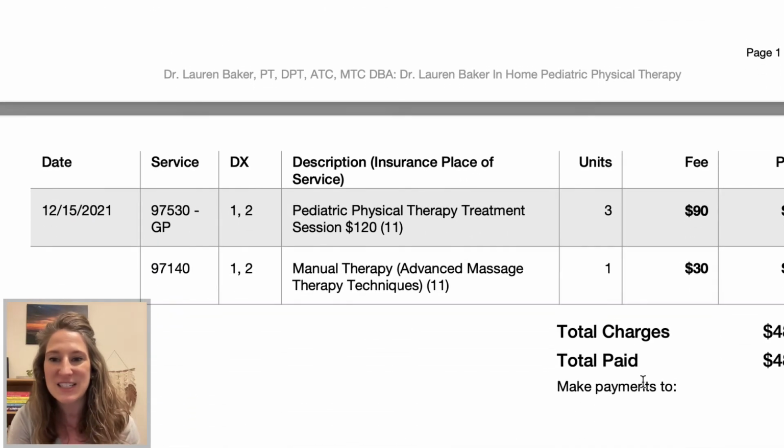And one thing that we didn't talk about is this make payments to section. The person's name is going to be listed here that the payments should go to. So typically it is the primary insured, whoever is the primary insured, otherwise it will just be to whoever paid.